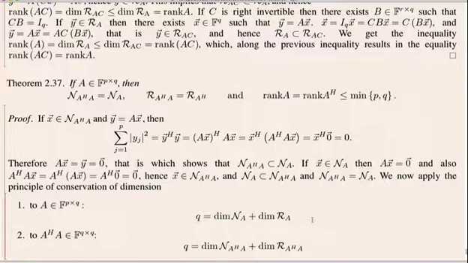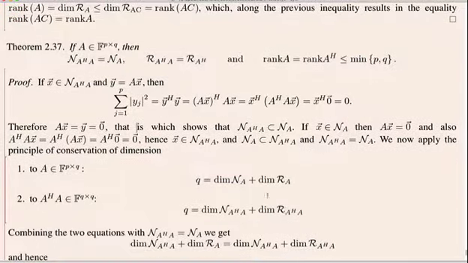Then we can apply now the principle of conservation of dimension. First we apply it to the A matrix, which is a P by Q matrix. This is mapping from the Q vectors, so the dimension of that is Q, and according to the principle of conservation of dimension, this Q equals the dimension of the null space of A plus the dimension of the range of A.